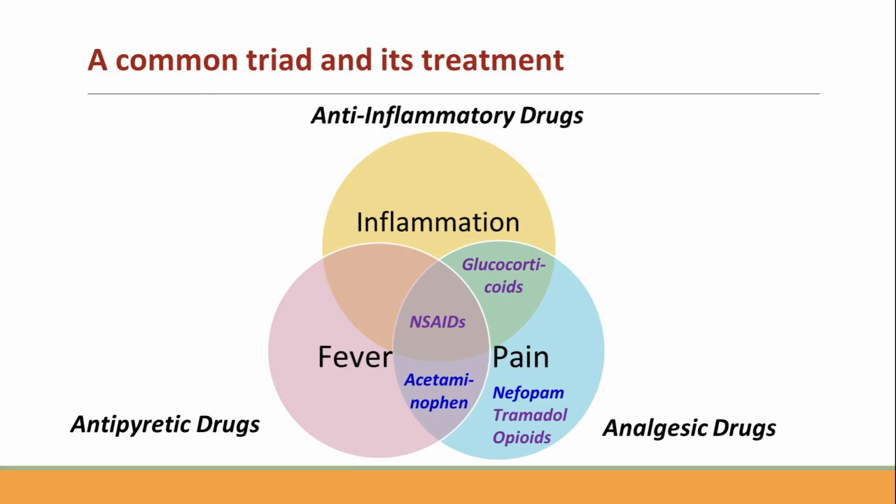Very often, inflammation, pain and fever go hand in hand as part of the pathogenesis of a disease. Hence we need drugs with anti-inflammatory, analgesic and antipyretic effects in many conditions, to reduce inflammation, pain and fever. The non-steroidal anti-inflammatory drugs are the only example that can reduce all three. Other drugs do it partially. For example, the glucocorticoids target inflammatory pathways only, while acetaminophen or paracetamol is good to relieve pain and fever.